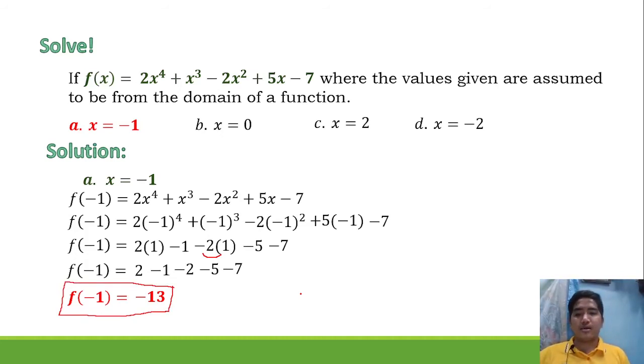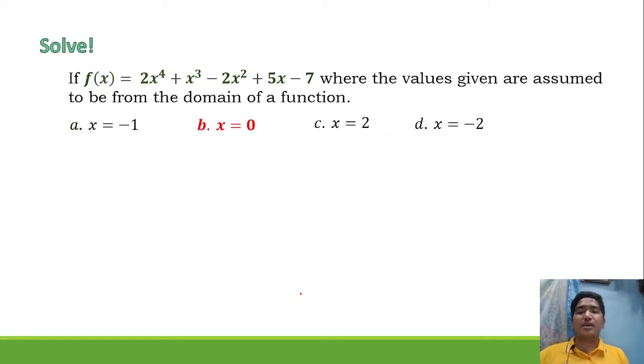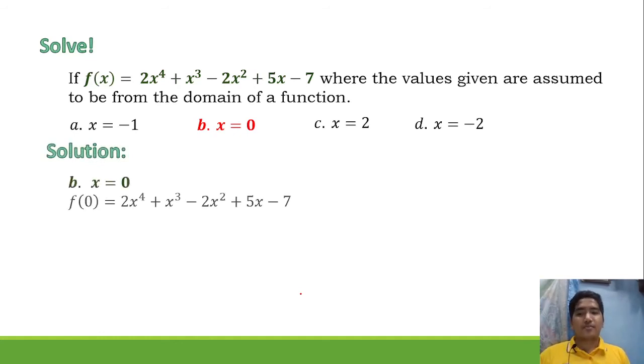Okay, next naman. We have b, x is equal to 0. Okay? So again, same process. Kung ano ginagawa natin kanina, ulit-ulitin lang natin siya. So we have f of 0 is equal to 2x to the fourth power plus x cubed minus 2x squared plus 5x minus 7. So we have f of 0 is equal to 2 times 0 to the fourth power plus 0 to the third power minus 2 times 0 squared plus 5 times 0 minus 7.